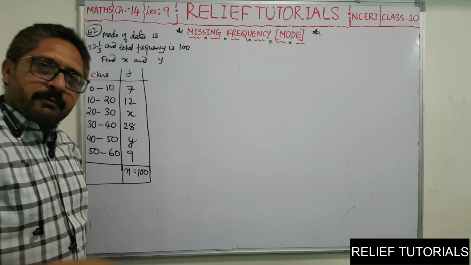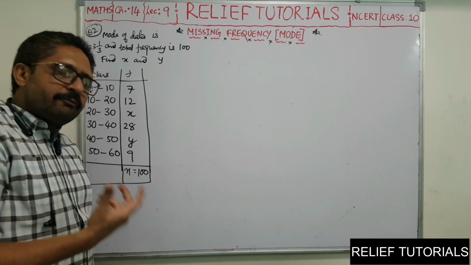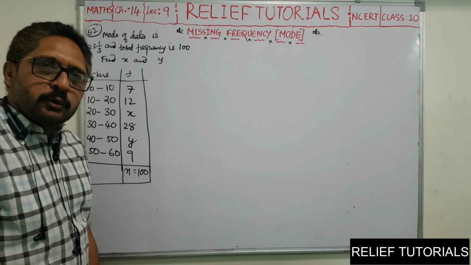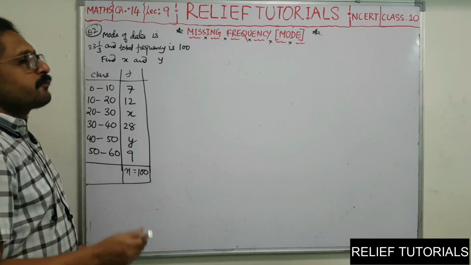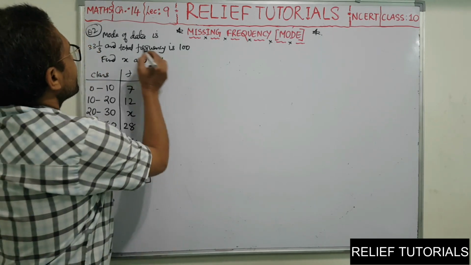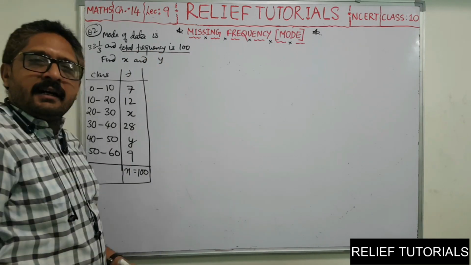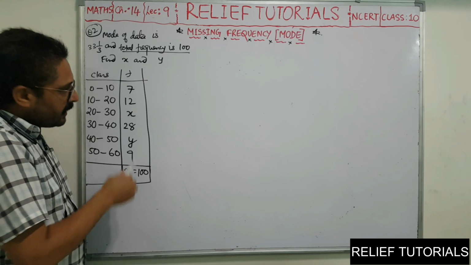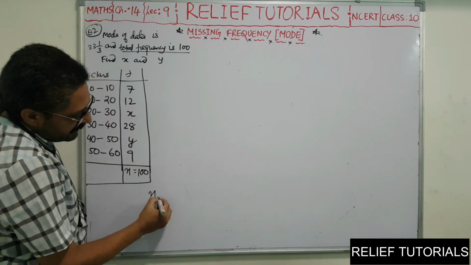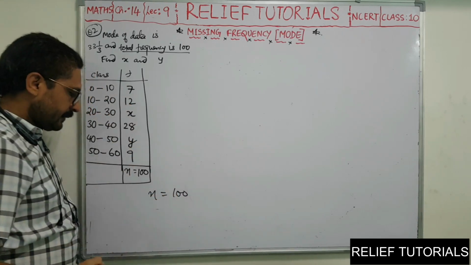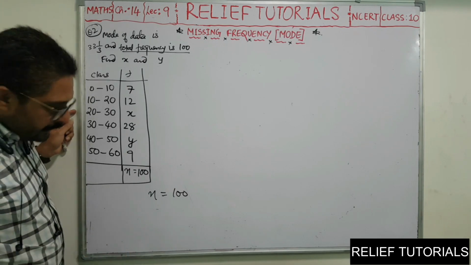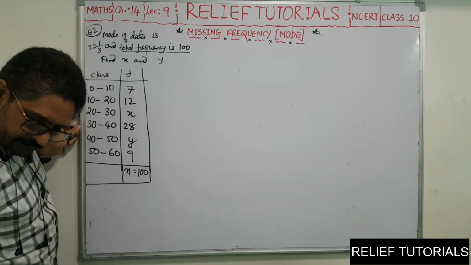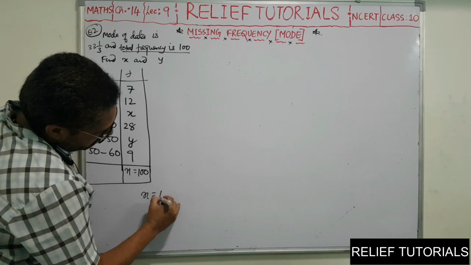Okay. So two informations. We will solve these two informations and we will reach two conclusions. So which information will we use first? This one. Total frequency is 100. Total frequency means the sum of all these frequencies is 100. So here total frequency, that is N, is equal to 100. I'll write it here. N is equal to 100.